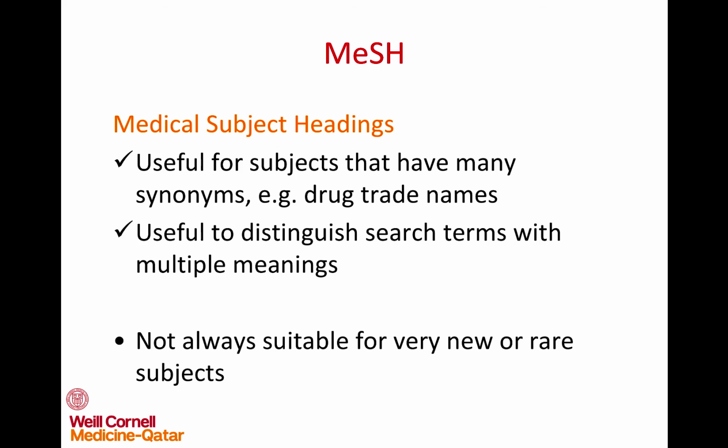This is useful for when you've got search terms with multiple meanings. For instance, nursing is a search term that you could use, but when you look for it, do you mean nursing as in the job that a nurse does, or nursing as in breastfeeding? You can use MeSH to distinguish between the two. Be aware that MeSH is not always suitable to use. Sometimes there simply isn't a MeSH term that you can use, and this is often the case for very new subjects or subjects that are very rare and there's just no point in having a MeSH term.